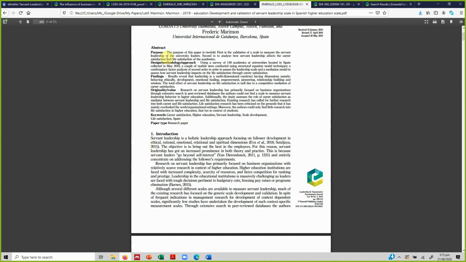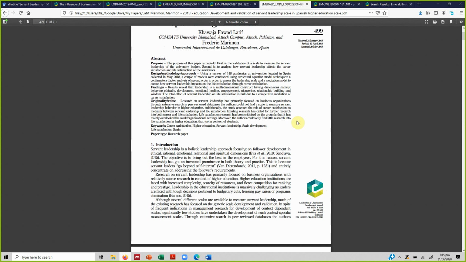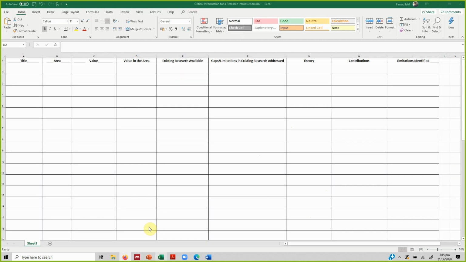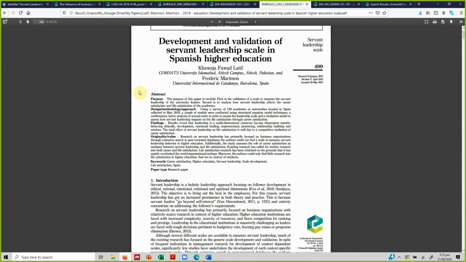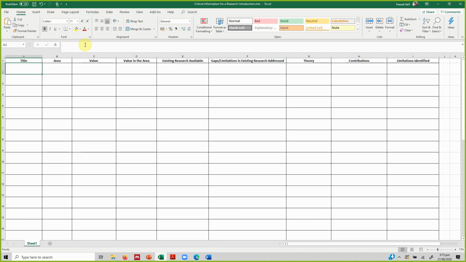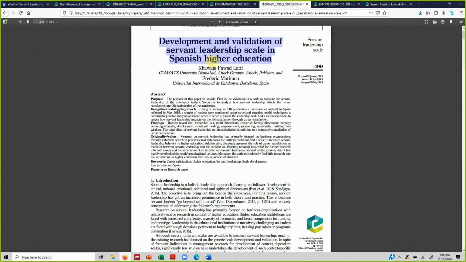So let's say this is our paper, and what information do we need? We need the title of the paper. So let's copy the title of the paper. Second is, what area did they focus on? And in this case, it's pretty clear from the title that it was higher education.